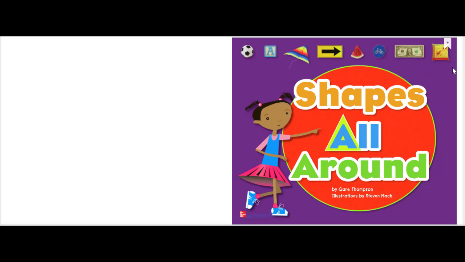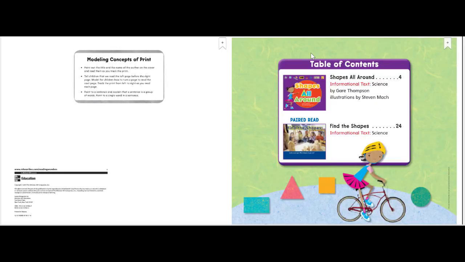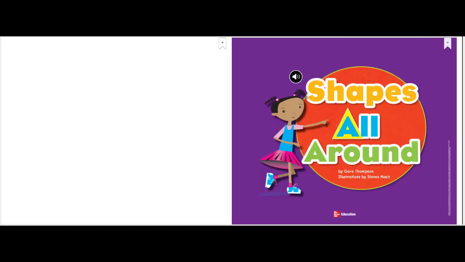For reading this week, we have our big book read aloud called Shapes All Around by Gary Thompson, illustrations by Stephen Mock. Here's the table of contents that tells us what's here. We have our story, and then we have another informational book called Find the Shapes.